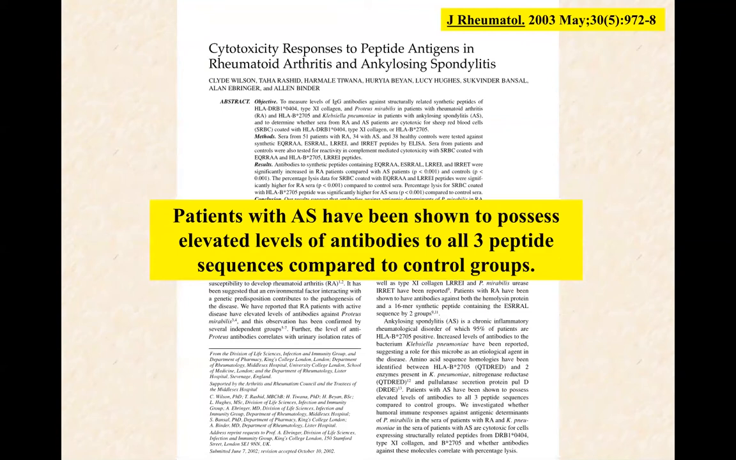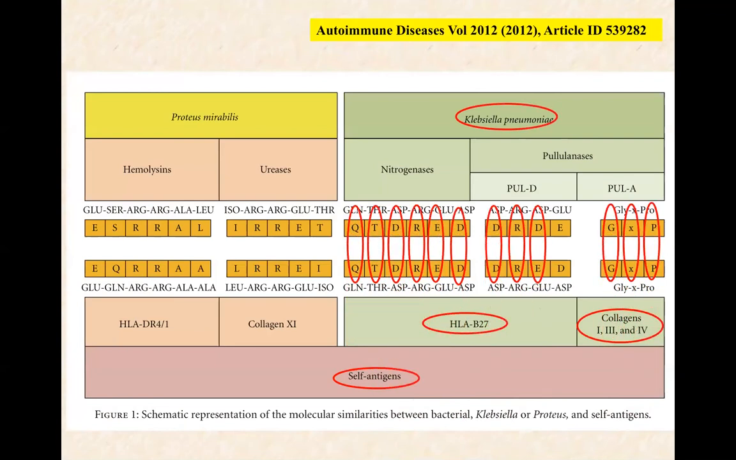When you make antibodies to these peptides of Klebsiella, if you carry the gene B27, HLA-B27, those antibodies can go after your own genes. And here is the sequence with HLA-B27, the similarities that you see. The top row is from the nitrogenases and pullulanases of Klebsiella, and that bottom row is from HLA-B27 and from collagens on our own joint surfaces. So you can see how if you make antibodies to the bacteria Klebsiella, if your immune system says, we got a problem here, there's an invasion coming in, we need to deal with this, how it can get mistaken and attack your own tissue because it looks so similar.